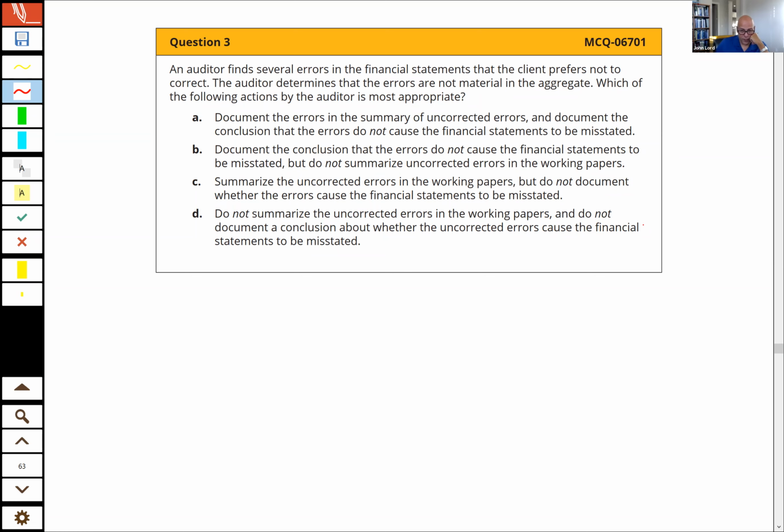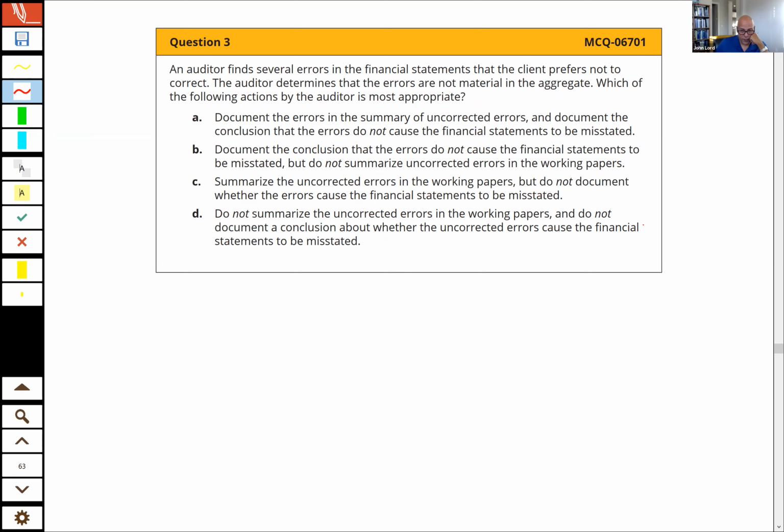And so what happens if that's the case? Do you think you want to document the errors, the misstatements that you found, in a summary of uncorrected errors and document the conclusion that they do not cause the financial statements to be misstated? Yeah, I would think so, right? Since your opinion is supposed to be saying whether there's material misstatement. But let's look at the other ones.